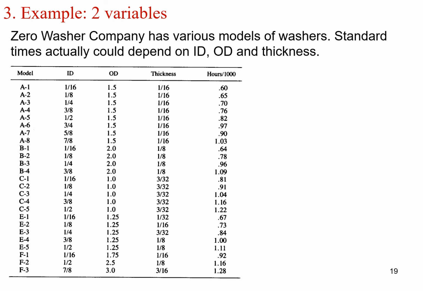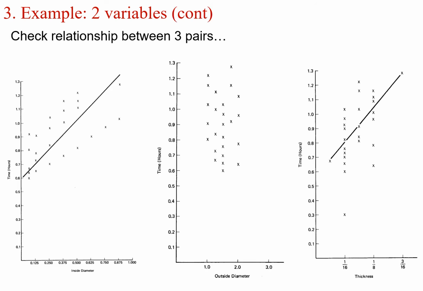If this washer company considers outside diameter and washer thickness, and if the company has more data points as shown, we can plot graphs to check the relationship between standard time and internal diameter, outside diameter, and thickness. From the graphs, standard time is positively correlated with internal diameter, and we have some correlation with thickness. It seems there's no correlation between standard time and outside diameter.